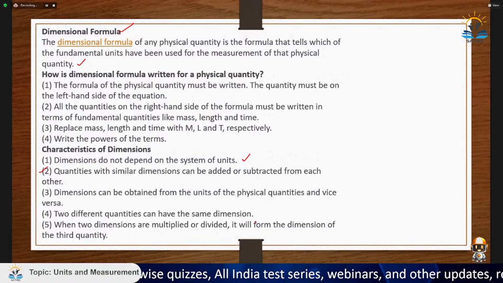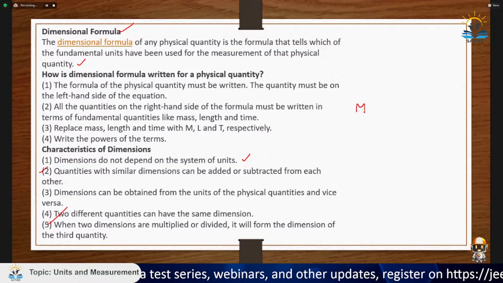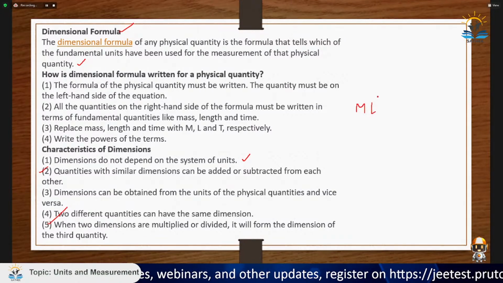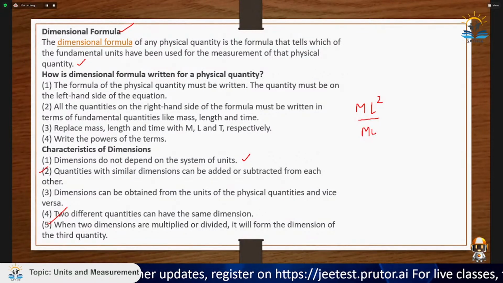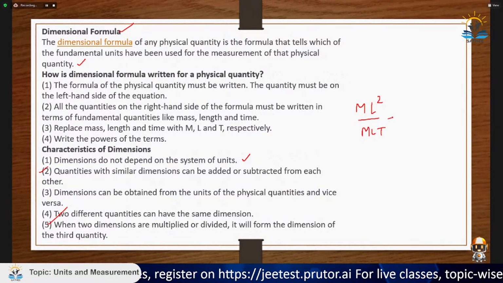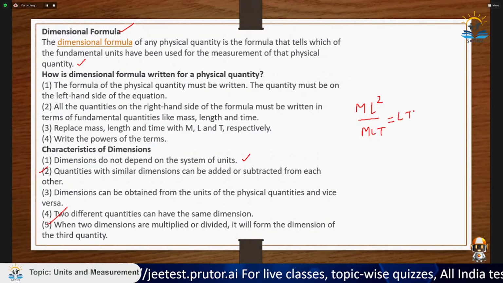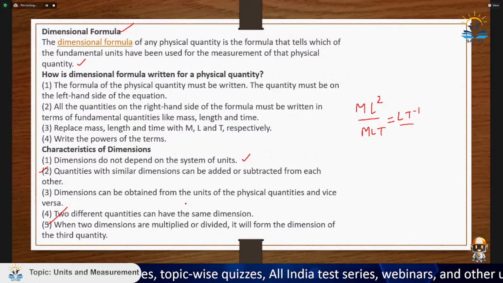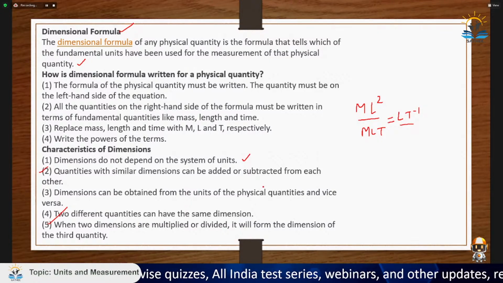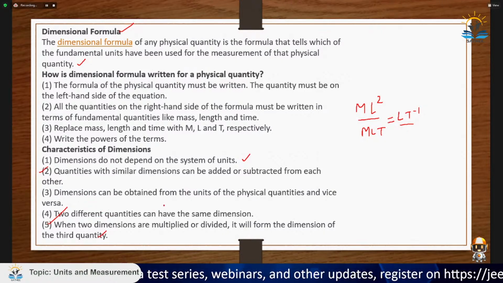Then when two dimensions are multiplied or divided, it will form the dimension of a third quantity. Obviously, because let's say one dimension is given to us. I'm taking any random dimension. One is given to us as ML squared, and another is given to us as MLT. So when you are dividing these two, you will get a third dimension, in which M and M will cancel. You will get LT minus one. So basically, using the dimensions of two different quantities, you are getting a third dimension. So that's what is written here: when two dimensions are multiplied or divided, it will form the dimension of a third quantity. So this is also a very important property. Second and fifth are very important properties. So please remember them.